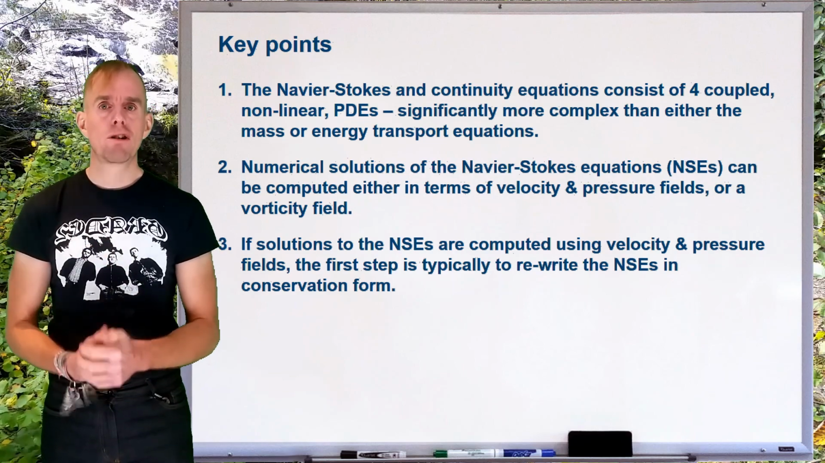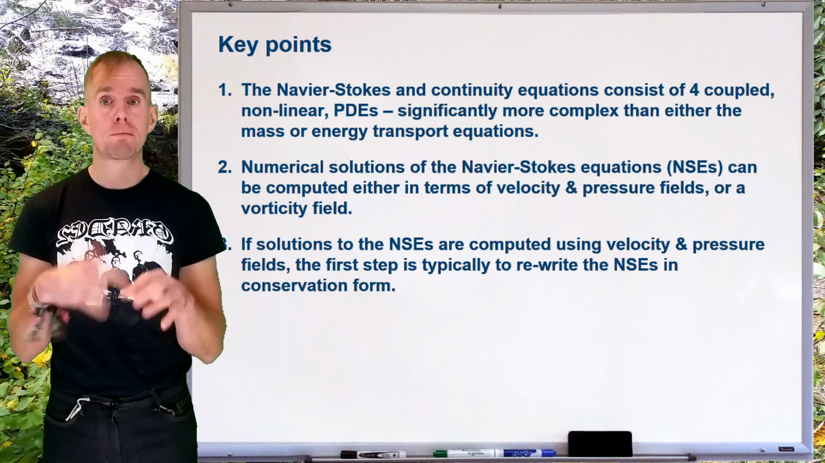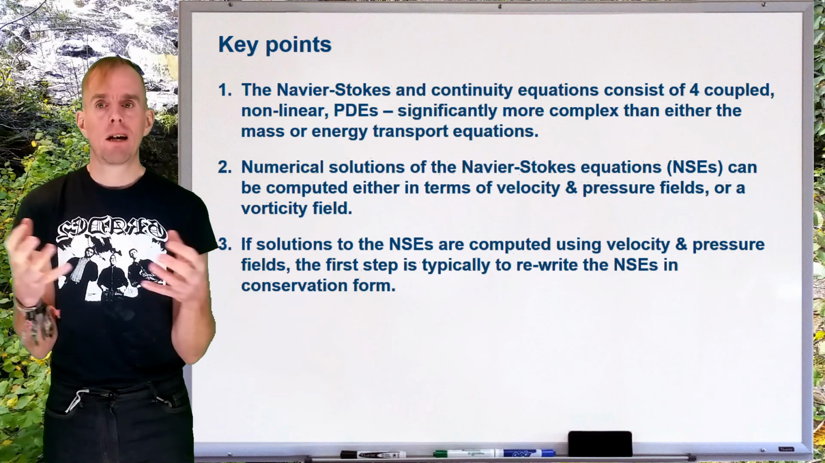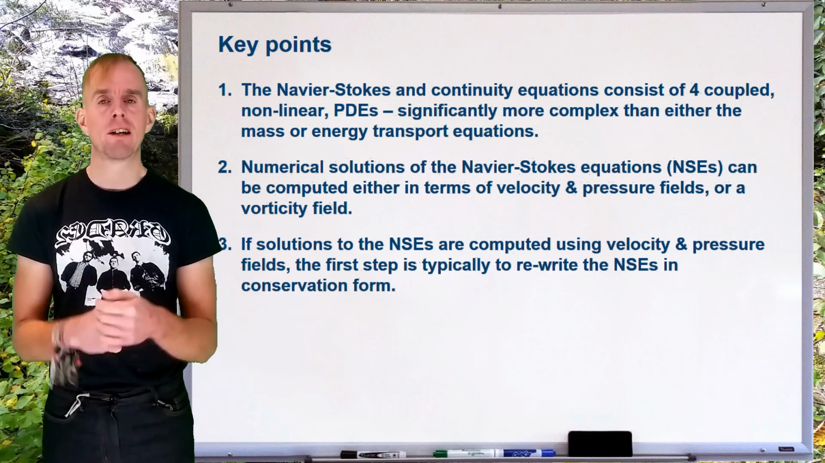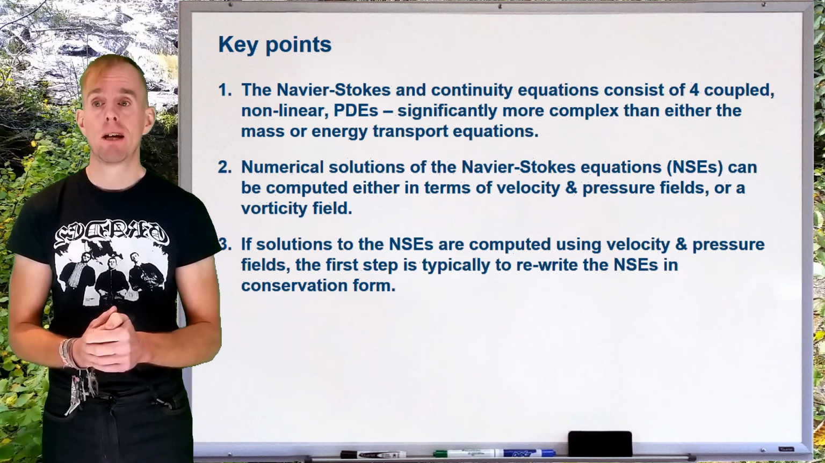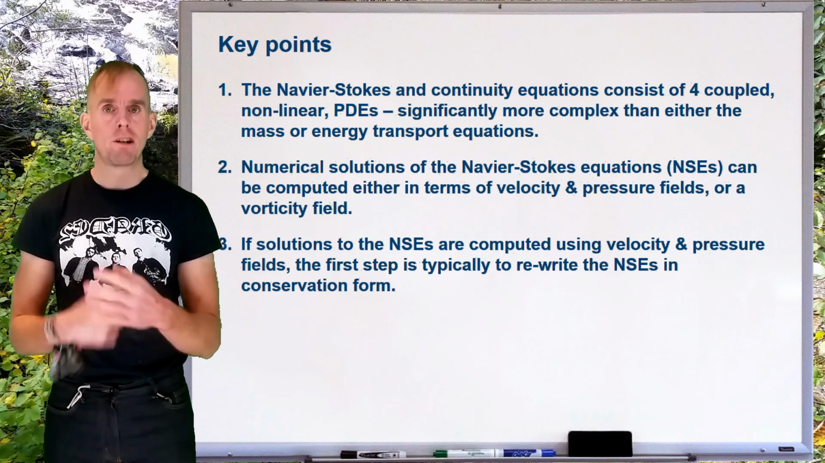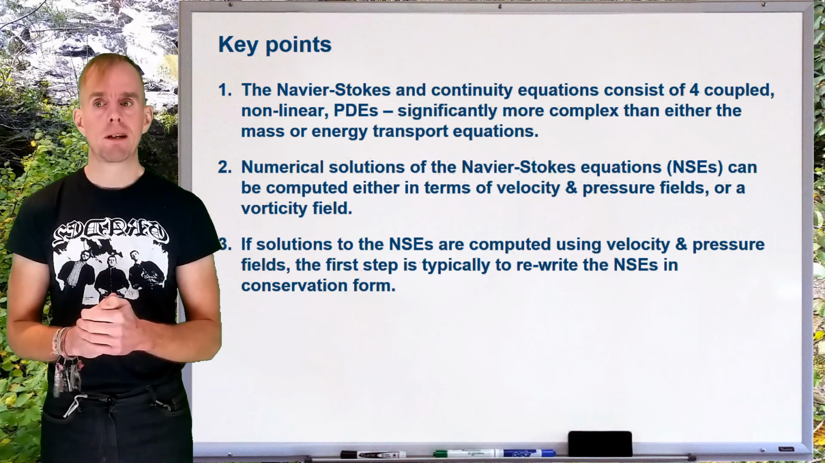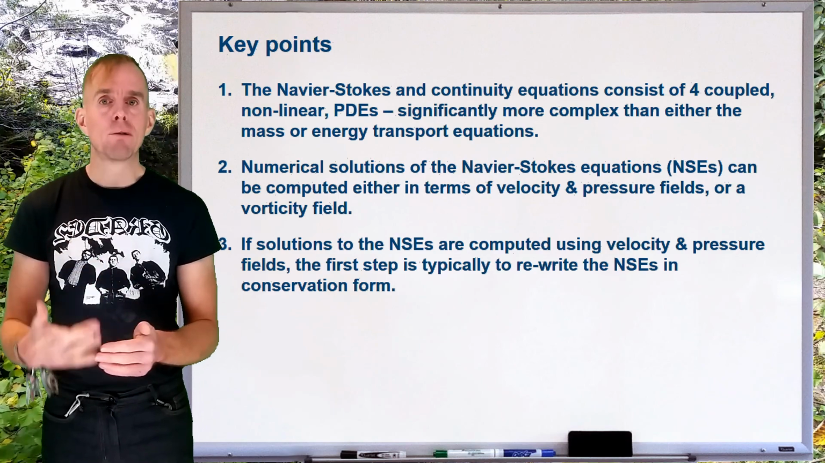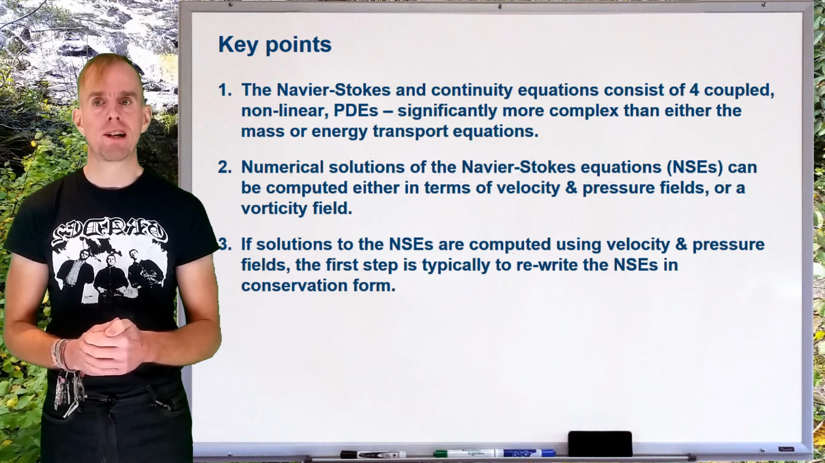Now, numerical solutions of the Navier Stokes equations can be computed either in terms of those native variables, pressure and velocity, or in terms of a vorticity field, where we take a combination of pressure and velocity together and repose them in another parameter, which happens to be vorticity. So if solutions to the Navier Stokes equations are computed using these native variables, these pressure and velocity fields, the first step is to rewrite the equations in conservation form, which we just have, and that allows us a great deal of ease when we come to discretisation, which is the subject of the next part of this lecture.